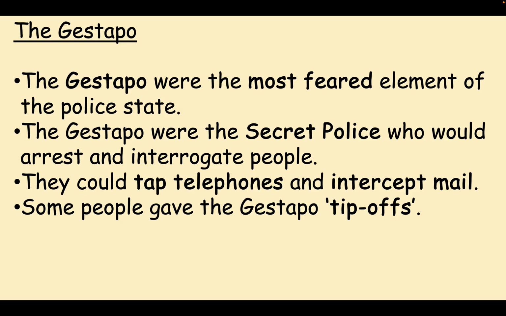Now, the Gestapo, strangely, is the smallest of the three organisations, but is the most feared and definitely the most renowned. So the Gestapo were the secret police. They would investigate, they would arrest, and they would interrogate and torture different German people. They would tap people's telephones, they would intercept people's mail. And often, a lot of the intelligence the Gestapo got was tip-offs, where people basically snitched or dobbed in other people who'd said things or done things. So they used a lot of those tip-offs in gathering their intelligence.